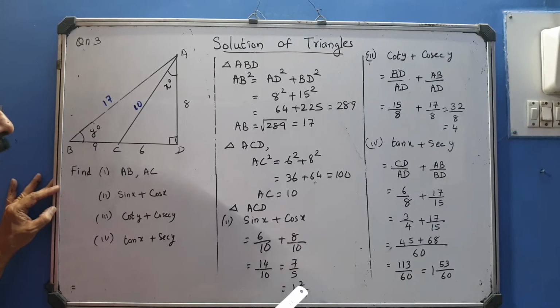So if you want, you can cancel it, or after taking LCM, you can cancel. 10 and 10 LCM is 10, 6 plus 8, 14. So 14 by 10, cancelling 2 from that, 7 by 5. As a mixed fraction, 1 and 2 by 5. So that answers the second part.